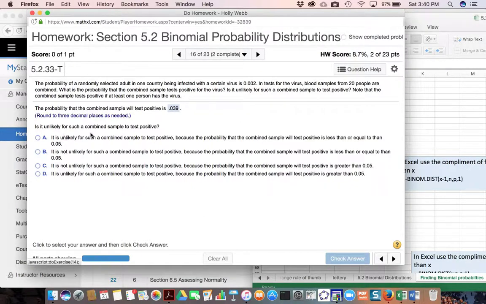Is it unlikely that such a combined sample will be positive? Well, we're comparing it to 0.05, and 0.039 is less than 0.05. So it should be unlikely for such a combined sample to test positive, because the probability is less than or equal to 0.05.